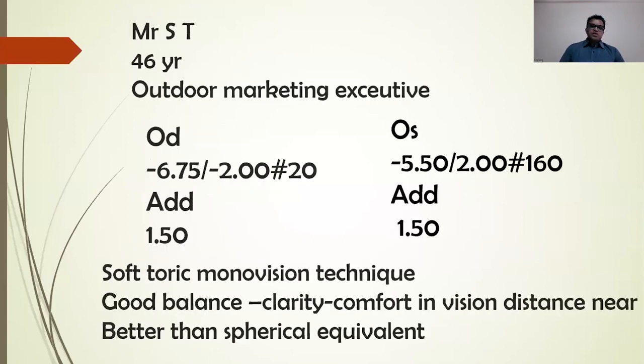You have a 46-year-old person who is an outdoor marketing person. Very important for this person is the outdoor distance vision, and he has an addition also. So we have to manage something like this for this patient, where we are giving him a monovision technique, where we are focusing his right eye for distance and his left eye for near. Now imagine in this kind of case, the -2 diopters of astigmatism, if you had converted this into a spherical equivalent, his vision would not have been too good for distance, and the same would have carried forward for near in the monovision technique. Since that astigmatism is taken care of, he has good quality vision for distance and near rather than the spherical equivalent.